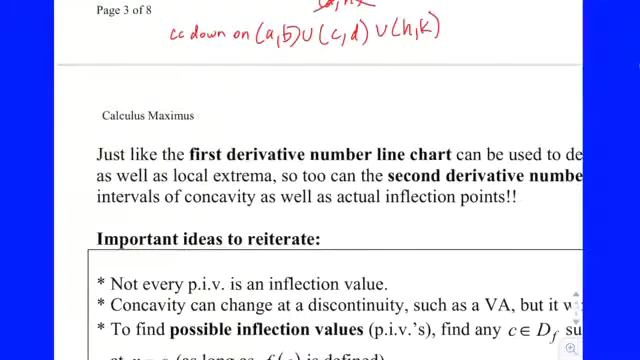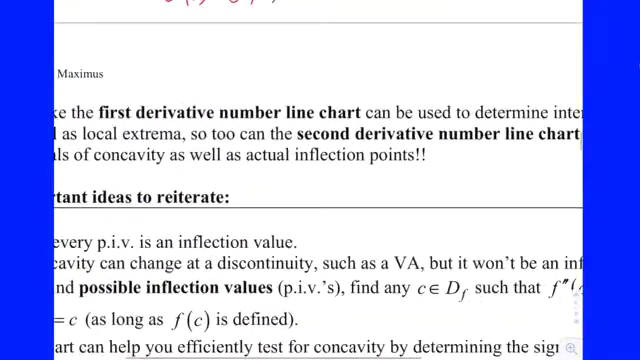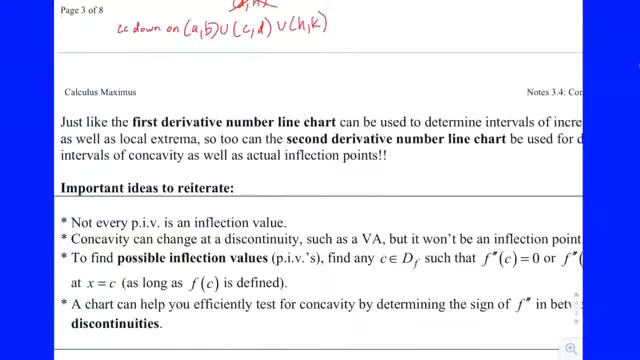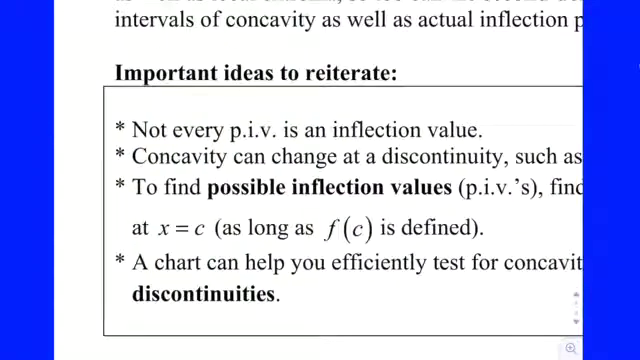All right. So just like the first derivative, the number line chart can help you organize your second derivative information. So important things to reiterate, which is kind of funny. Iterate by itself means to repeat. So reiterate is re-repeating, right?